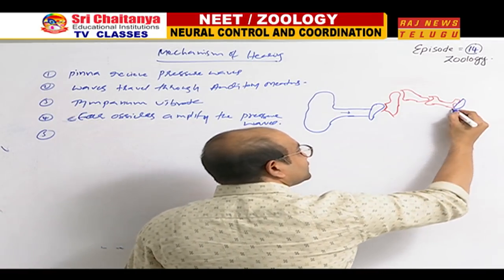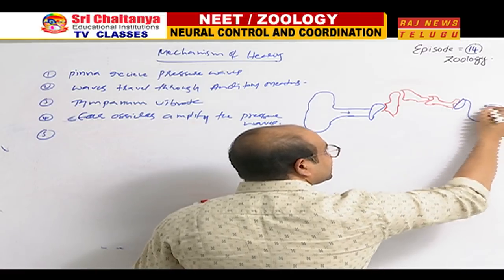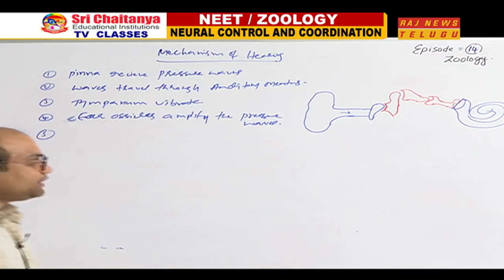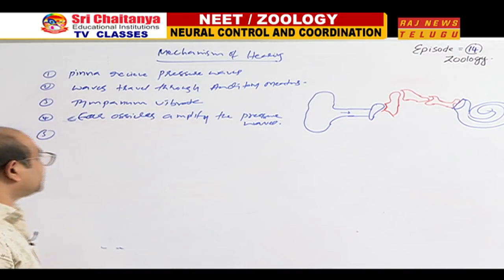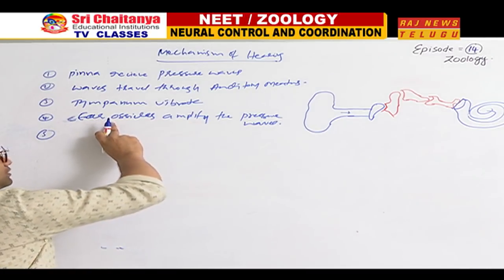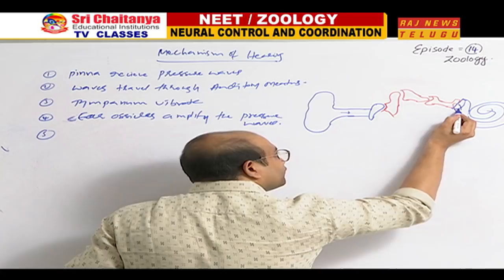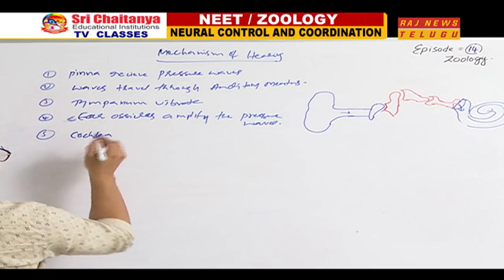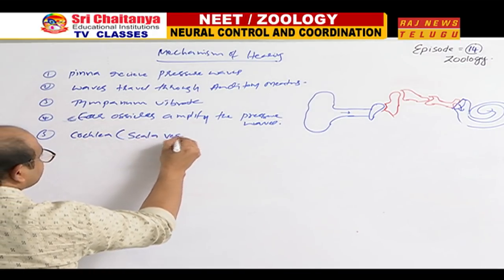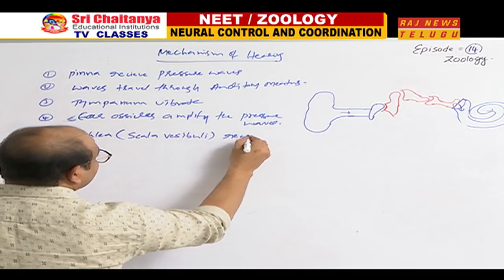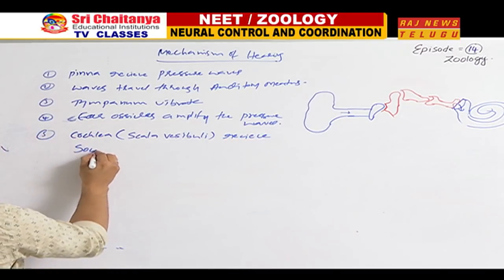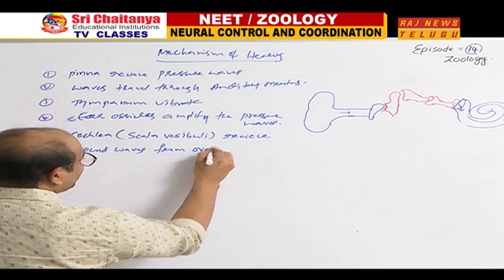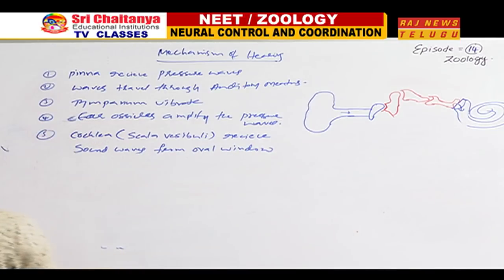Next point, through this stapes, from the oval window, the sound waves enter into the scala vestibuli. I told you scala vestibuli ends at oval window. So from ear ossicles to the oval window to cochlea. After cochlea, especially scala vestibuli receives sound waves from oval window. So this is fifth point.